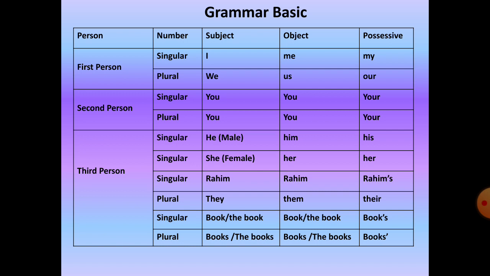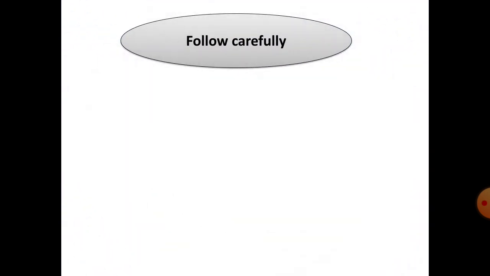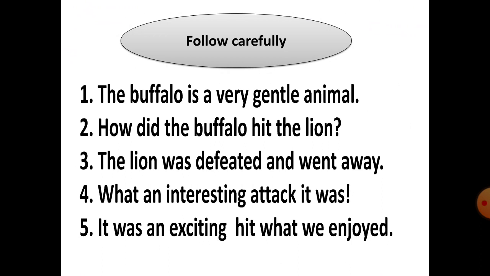Okay, now let's go to the next. Read the sentences carefully. First one, the buffalo is a very gentle animal. Number 2, how did the buffalo hit the lion? Number 3, the lion was defeated and went away. Number 4, what an interesting attack it was. It was an exciting hit.